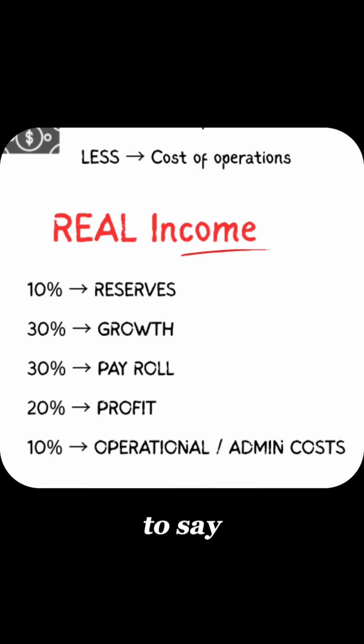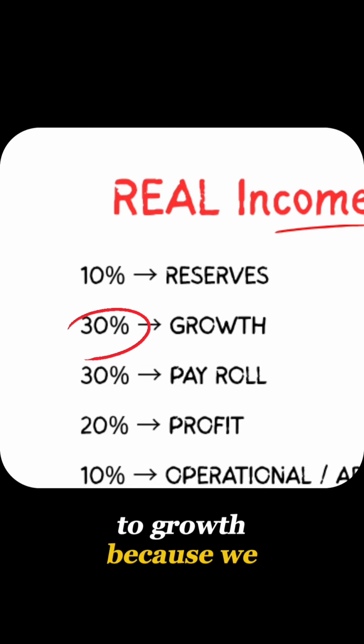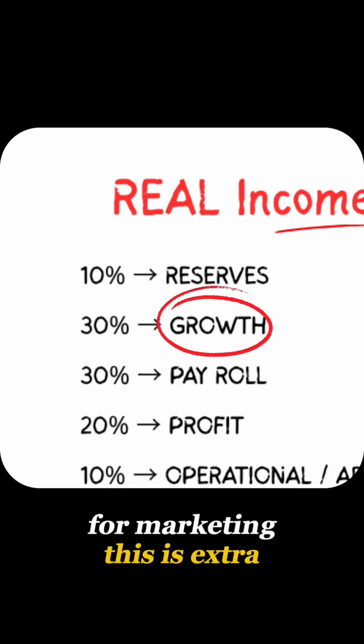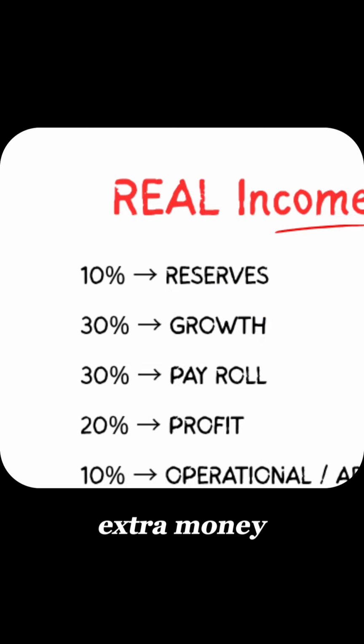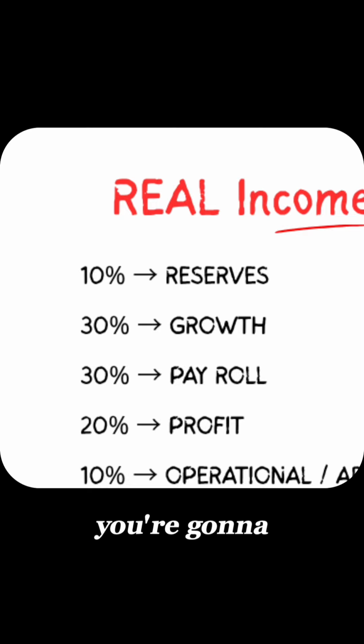Some people are going to say that that's the profit, but the reality is that money is there for you to allocate in different pockets in the bank. And then out of that real income, 10% you should save for reserves. Then you have 30% for growth because we are in a growth stage. So that is extra money for marketing, extra money to hire people, extra money to get new equipment, extra money to get new software. So you're going to allocate 30% of your real income into growth.